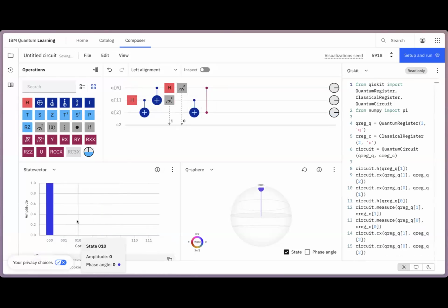Just to take home the point, the first qubit was representing what Alice wants to send using the Bell state that we created in the second and third qubit.